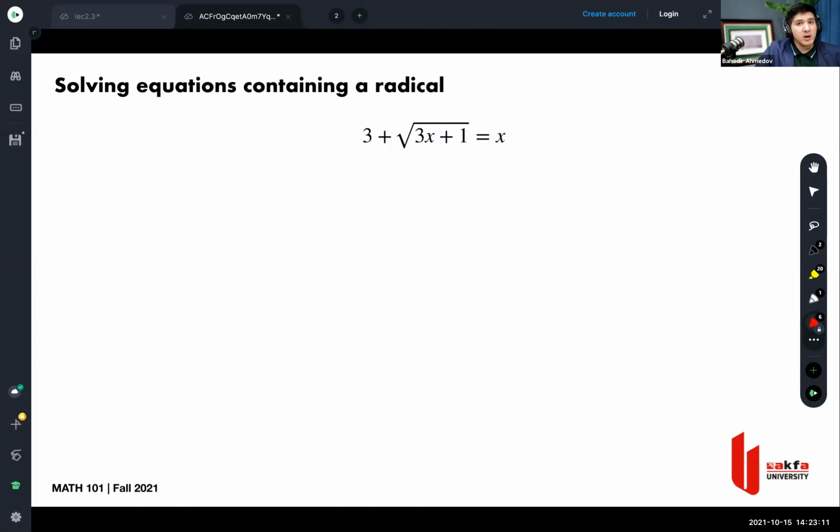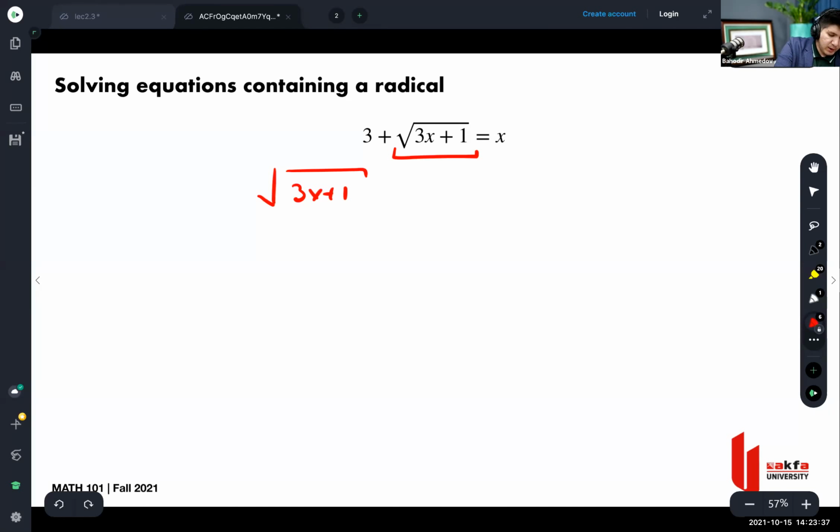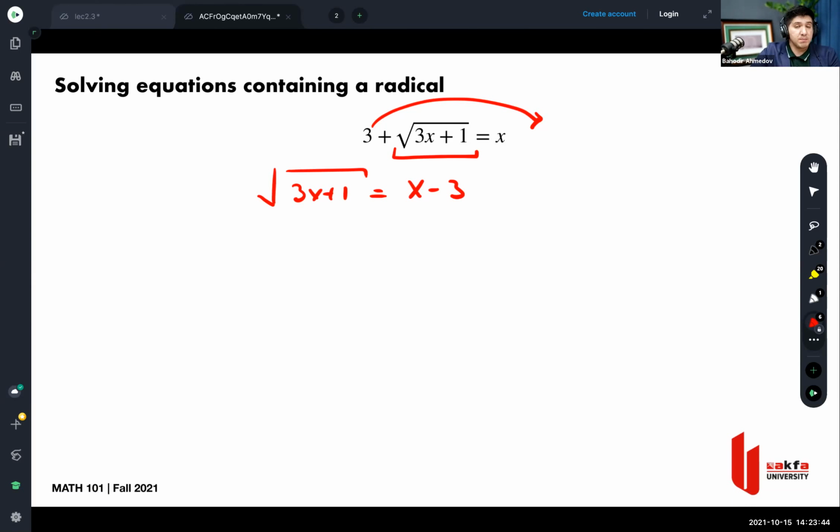One way to deal with equations which involve radicals is to keep the radical on one side and everything else on the other side. If that is possible, then great, you can solve the equation. So I would like to keep this radical part on one side and everything else on the other side. It's going to be the square root of 3x plus 1 is equal to x minus 3, because whenever the 3 goes to the right, it goes with a negative sign.